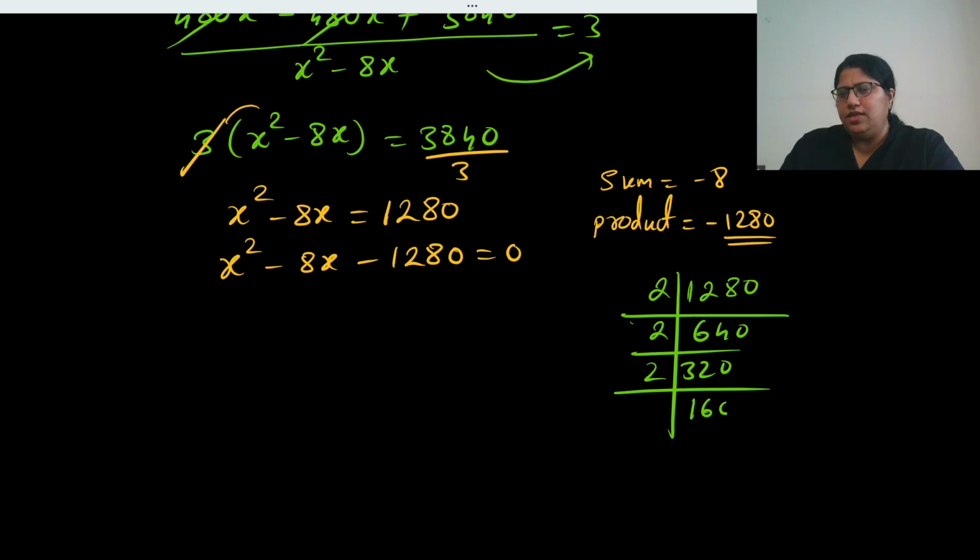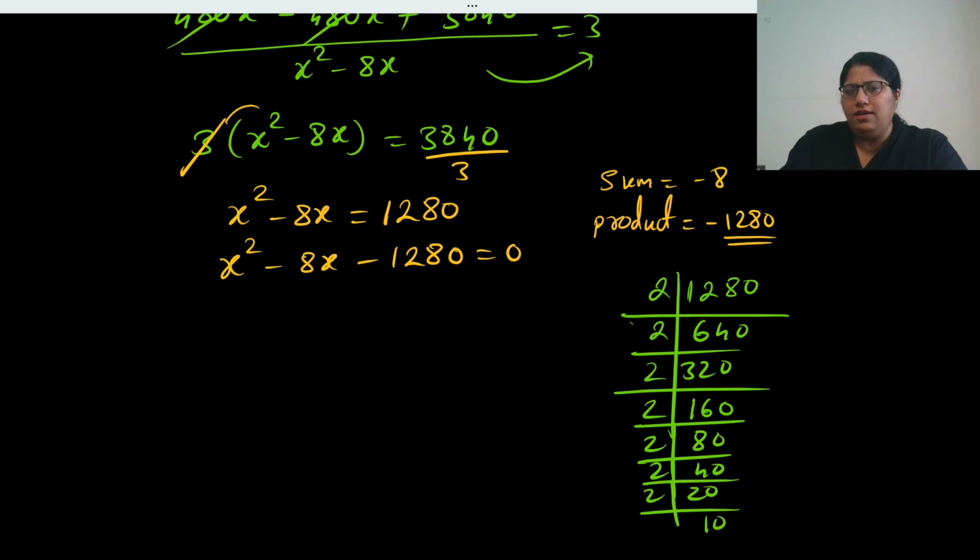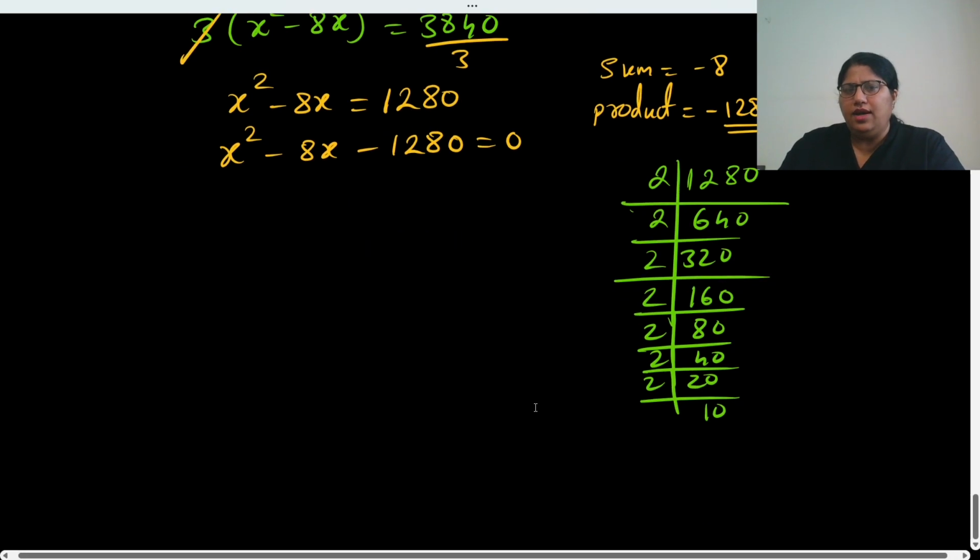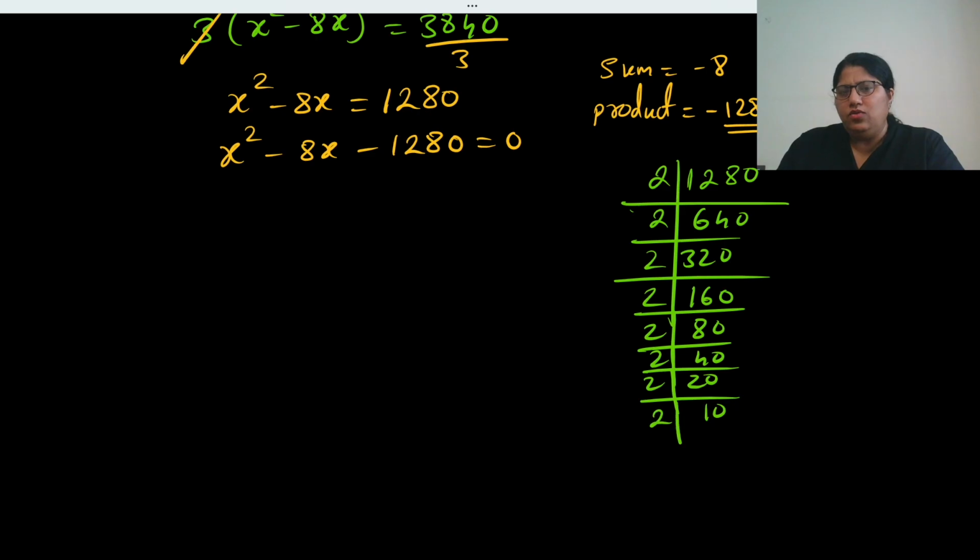So here 1 and 6 are, then 2 and 80 are, 2 and 40 are, then 20, then here 10, right? Then after that here 2 5s are and 5 1s are. Now my sum has to be minus 8. That means one has to be positive, another one will be negative. Then only you get the product as negative, right? One of the factors must be positive, another factor must be negative. Now, to get the 8, both numbers are not going to be very small, right?